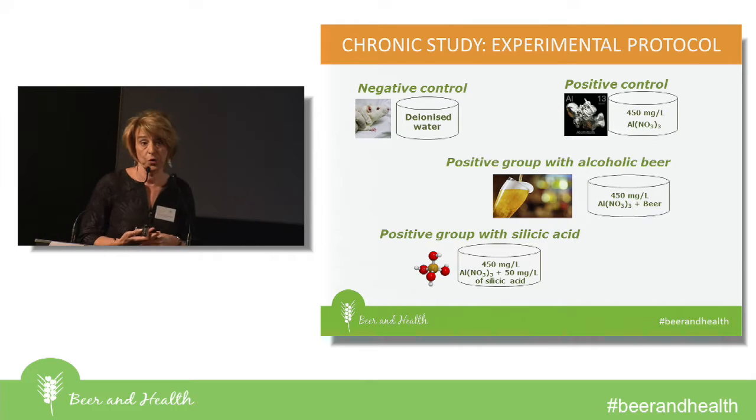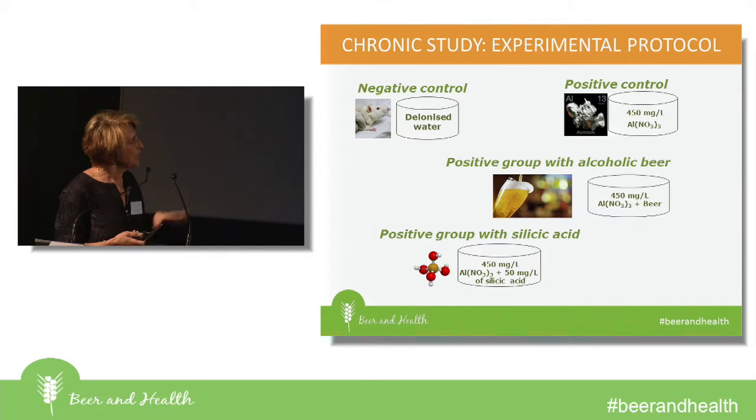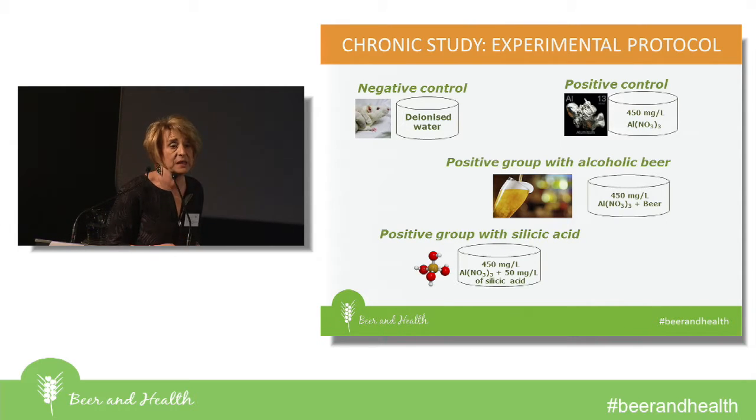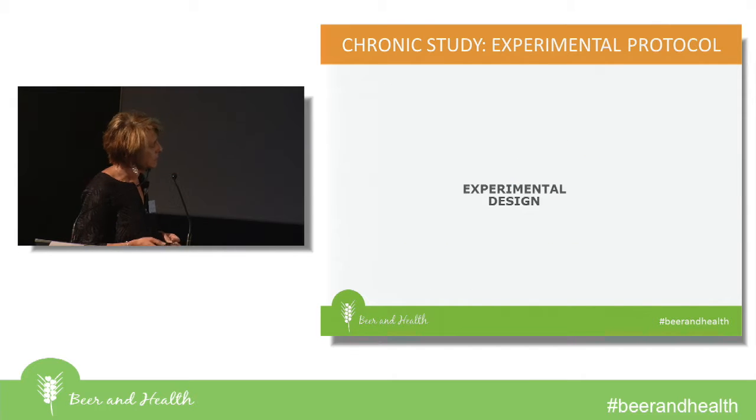And this served us to work on our second study, which was the 3-month study. We had 3 different groups of animals. We had a negative control with deionized water, and then we had 3 different groups with aluminum. We had alcoholic beer in one group and silicic acid in the other group, with a higher dose than the dose we find in beer.